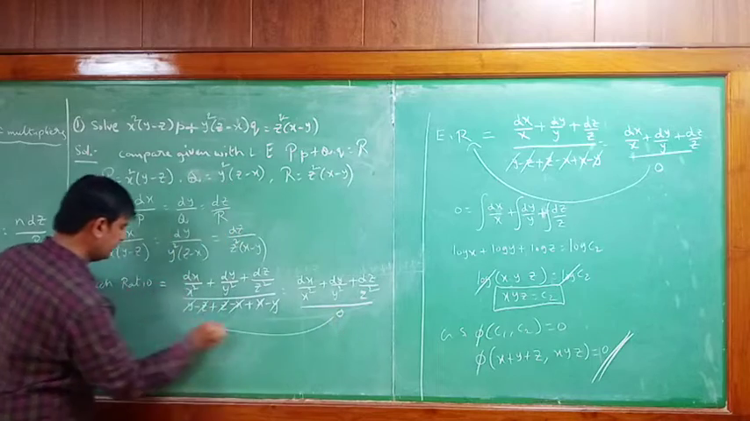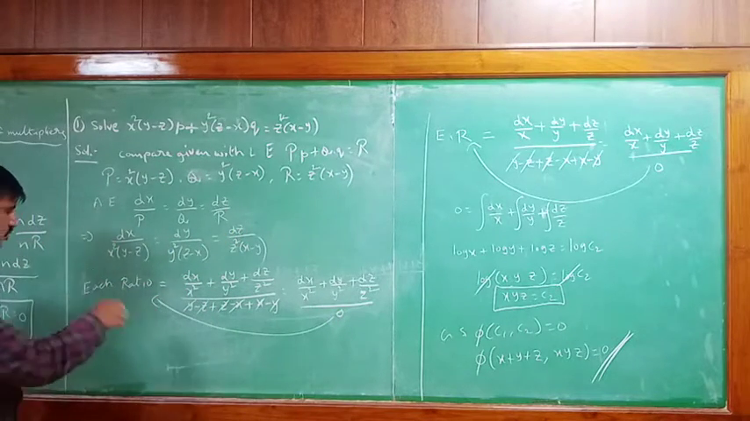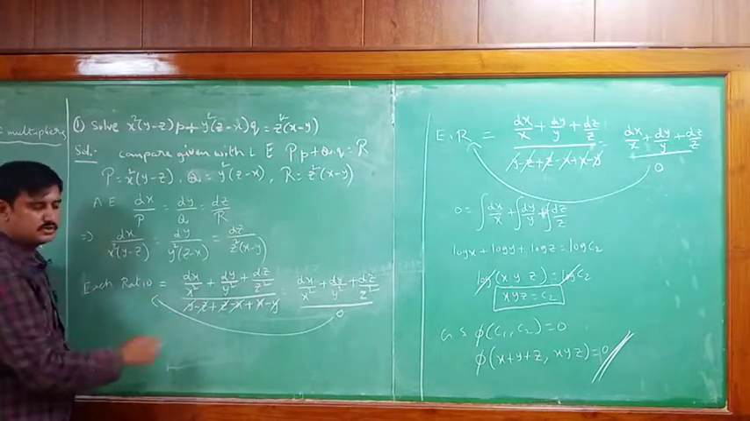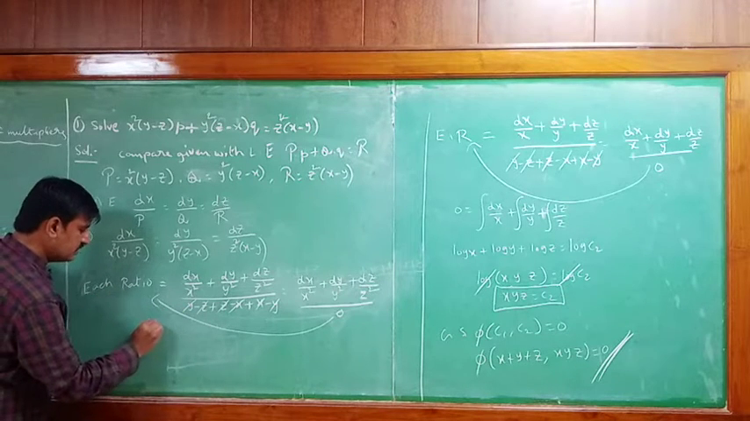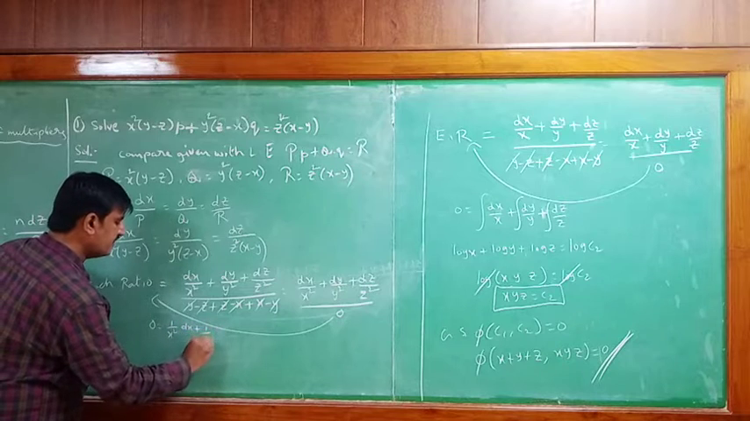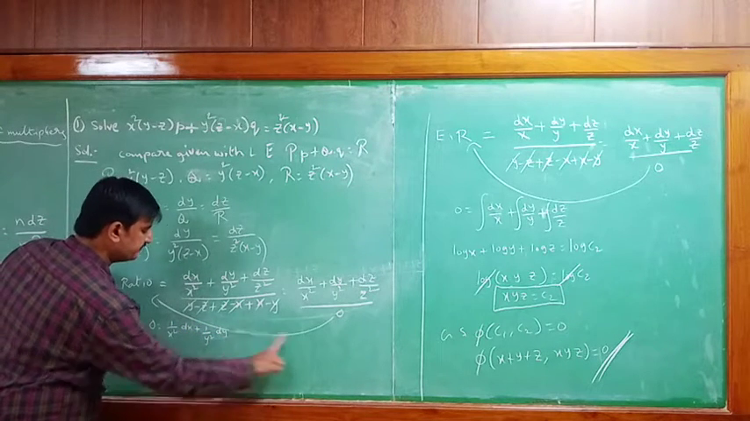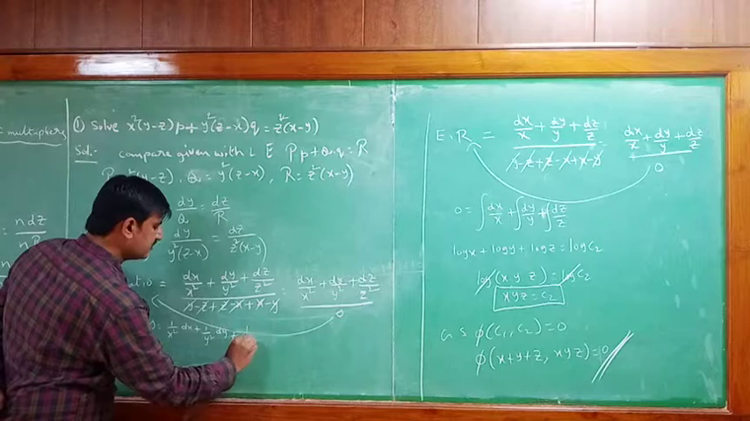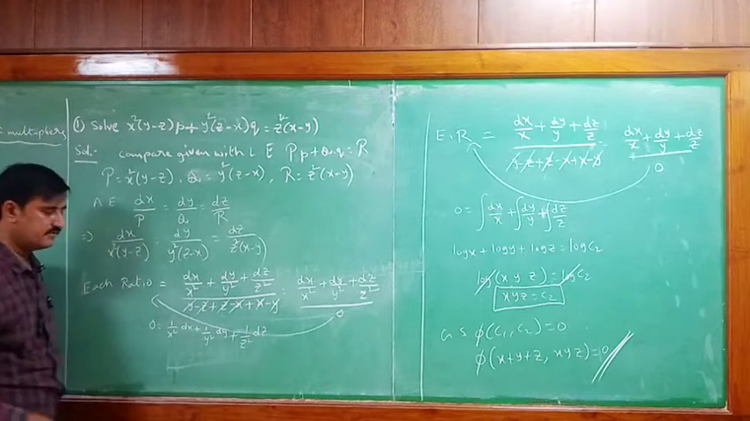0. So cross multiply this 0 to this side, so 0 into each ratio. That means these three ratios become 0. So 0 is equal to 1 by x square into dx plus 1 by y square into dy plus 1 by z square into dz. After that, what do we have to do?